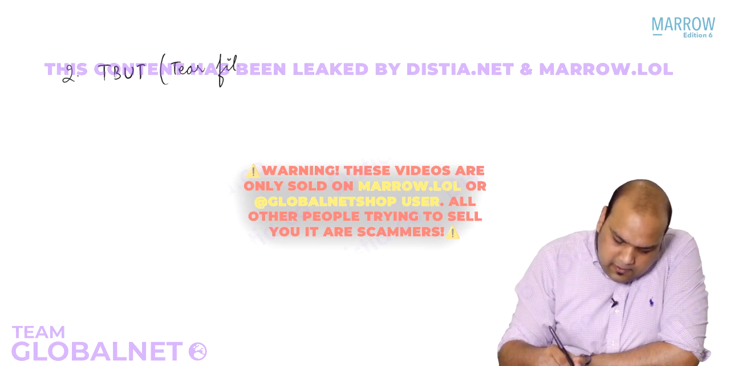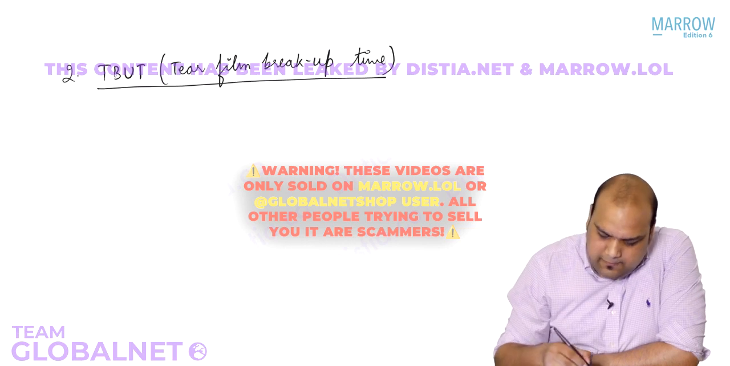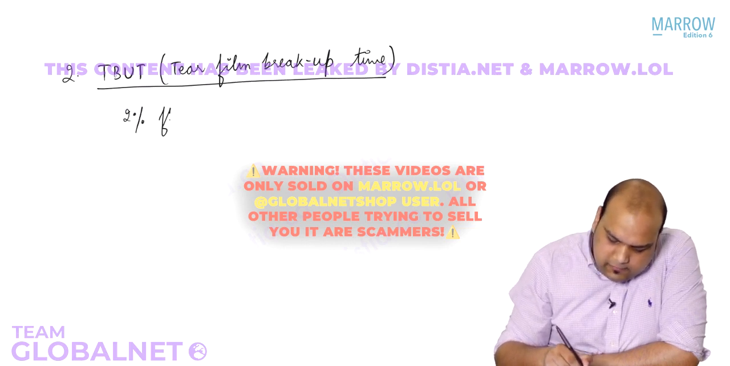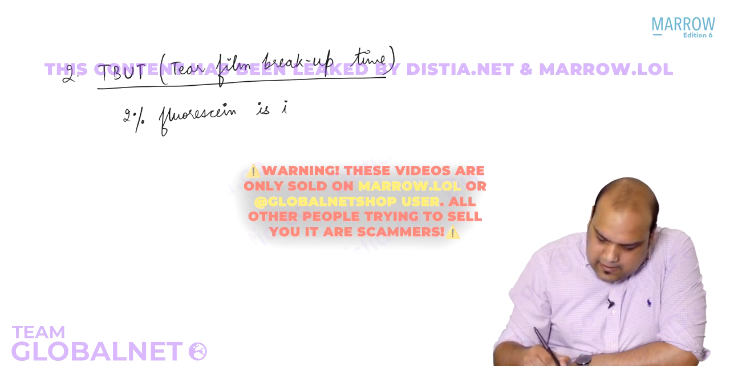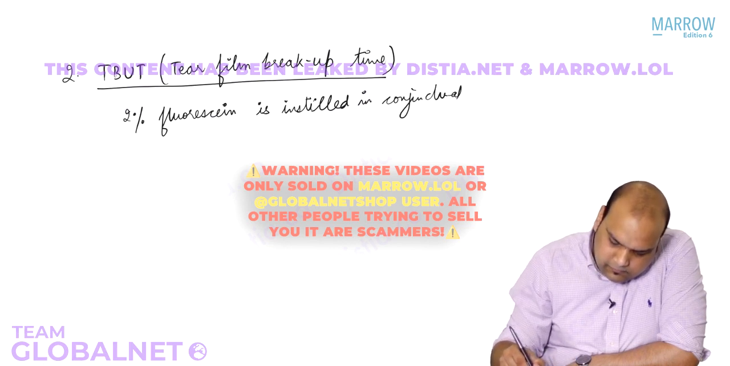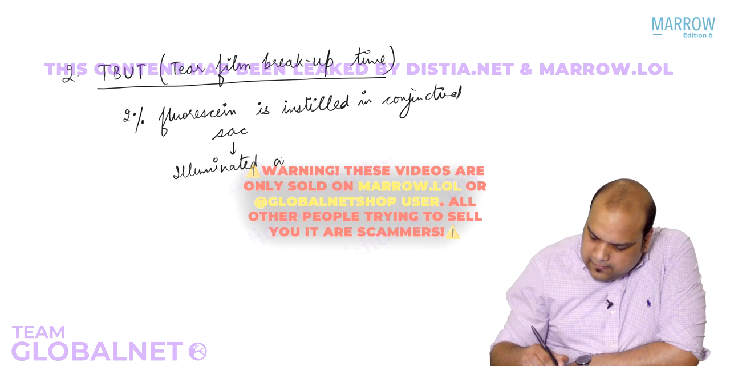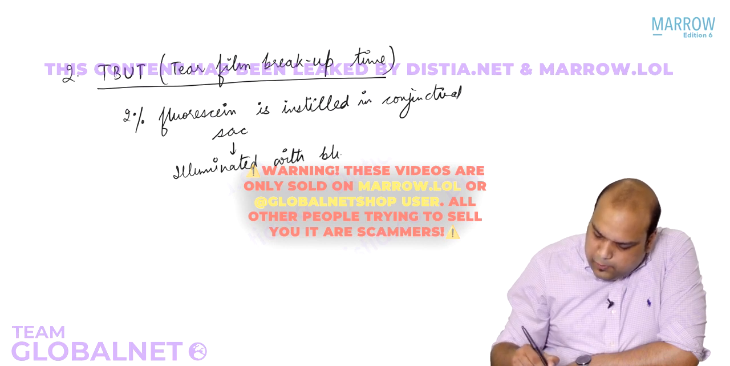Now, the second test that we can do is known as TBUT. Tear film break-up time. Tear film break-up time. Let's understand what this is, everybody. 2% fluorescein is instilled in the conjunctival sac. Illuminated with blue light.